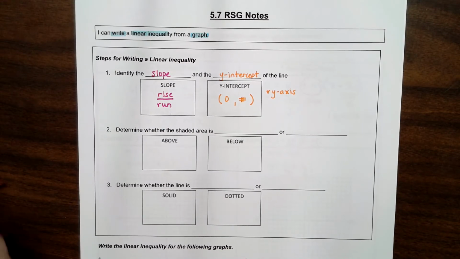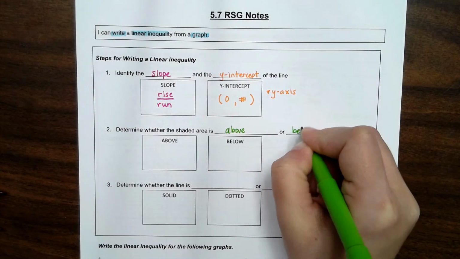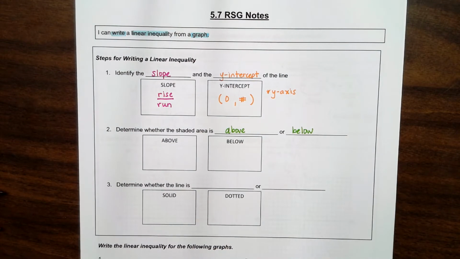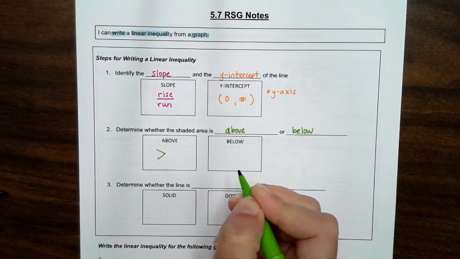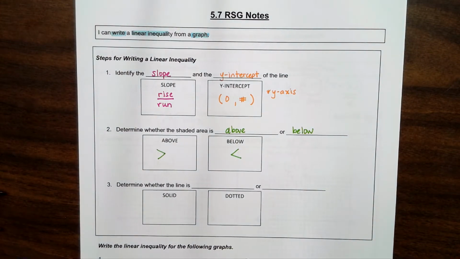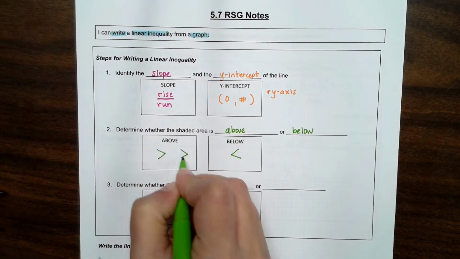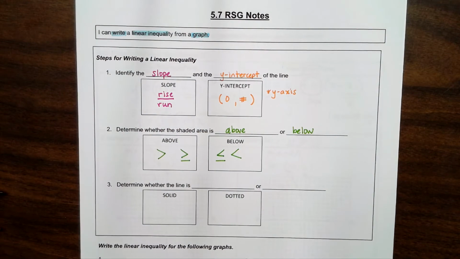After we find the slope and the y-intercept, the next step is going to be to determine whether the shaded area is above or below the line. If the shaded area that we see is above, we're going to use a greater than. And if the shaded area is below, we're going to use a less than. Now, we could also use a greater than or equal to or a less than or equal to, depending on what type of line we have, but the greater than or the less than is the part that we use for above or below.